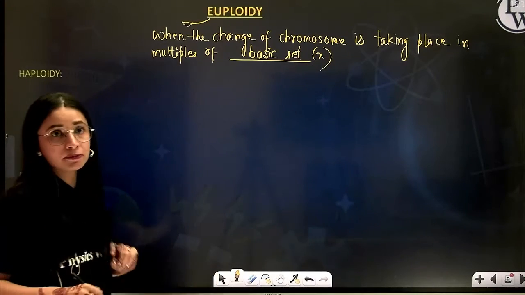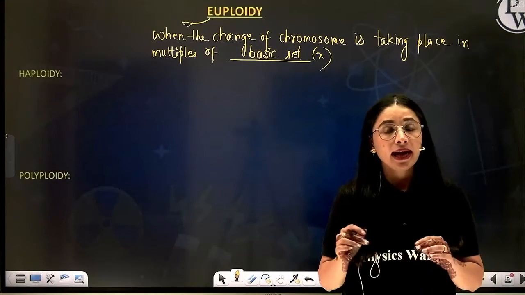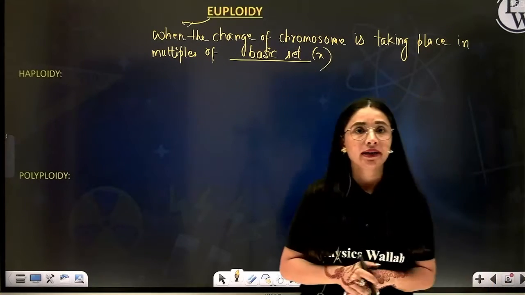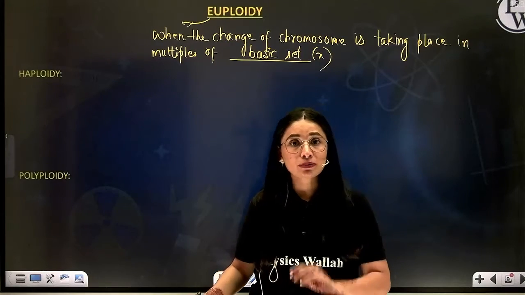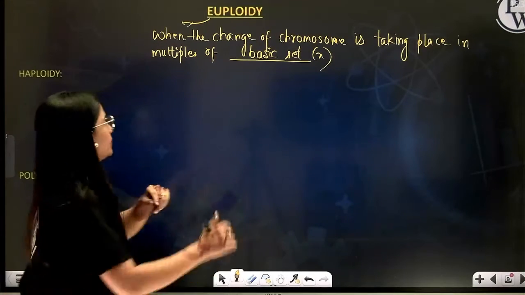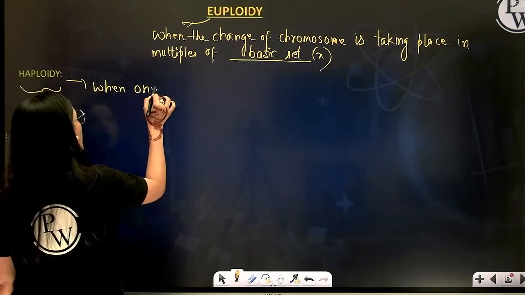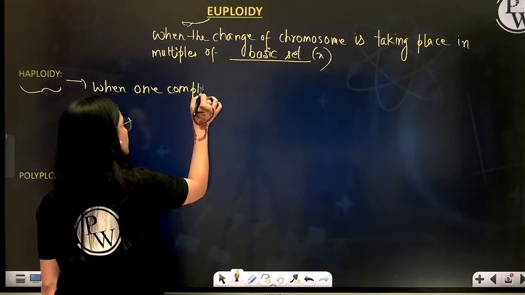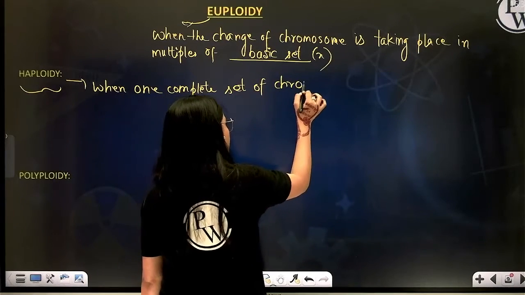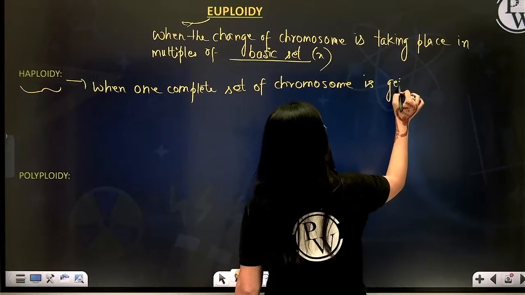Now there are two types of euploidy, that is haploidy and polyploidy. Haploidy means deletion type of euploidy, where one complete set of the chromosome gets deleted. That means a cell from diploid becoming haploid. So haploidy means when one complete set of chromosome is getting deleted.